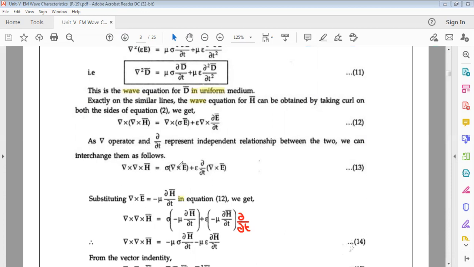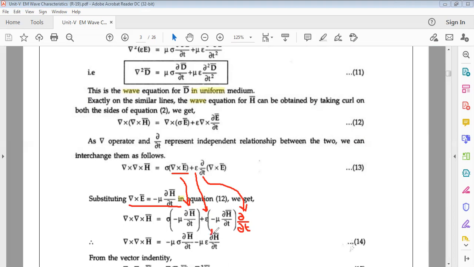Del cross H bar is equal to sigma into del cross E bar plus epsilon into dou by dou t of del cross E bar. So, in this 13th equation, you can replace del cross E bar with minus mu dou H bar by dou t. So, del cross H bar is equal to sigma into minus mu dou H bar by dou t, and the epsilon is here, and dou by dou t is not there. So, del cross H bar is equal to minus mu dou H bar by dou t.